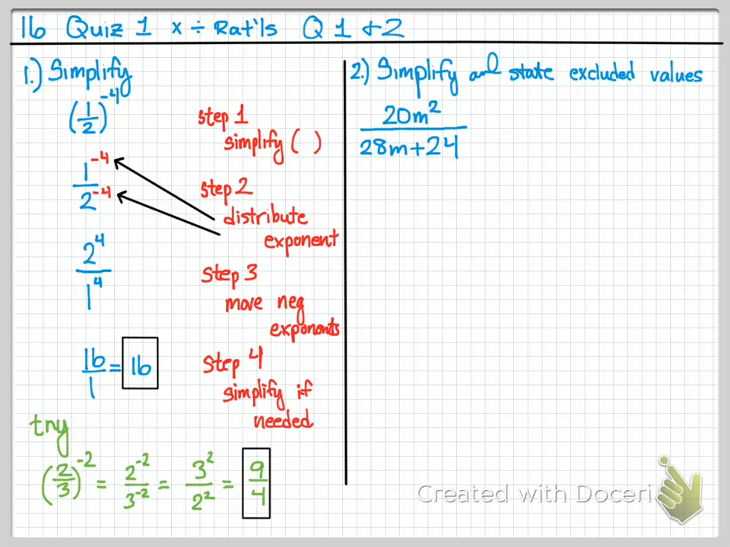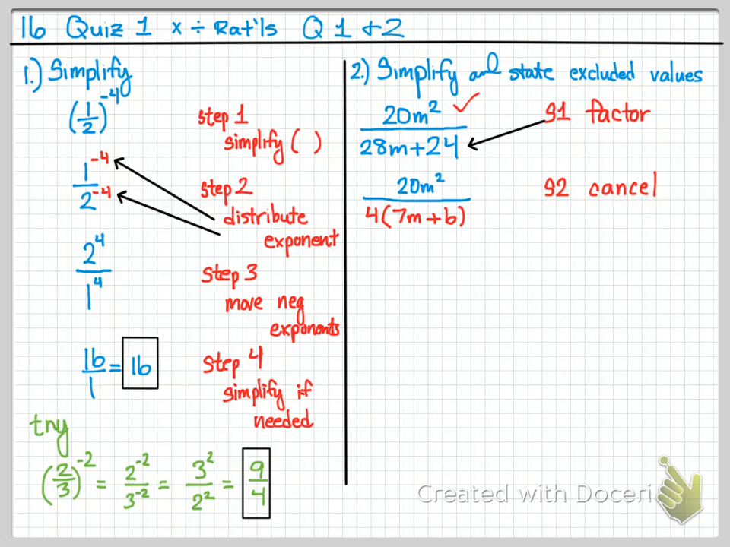All right, question number 2. Simplify and state excluded values. You have this expression. You have 20m squared over 28m plus 24. Step 1, let's factor. Numerator is fine. 20m squared is fine. 28m plus 24, we need to factor that. What can we factor out? Yes, factor out a 4. So 4 is factored out or divided out, and you're left with 7m plus 6 inside. Ooh, that looks like a b, but that's really a 6.